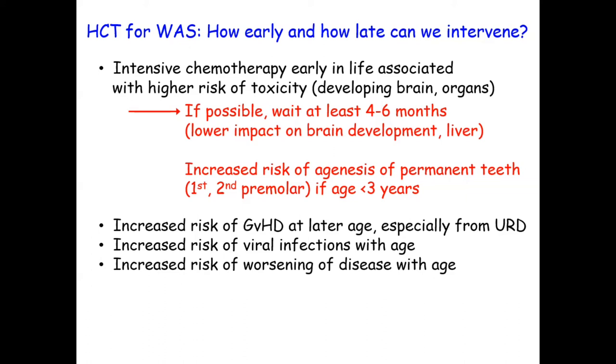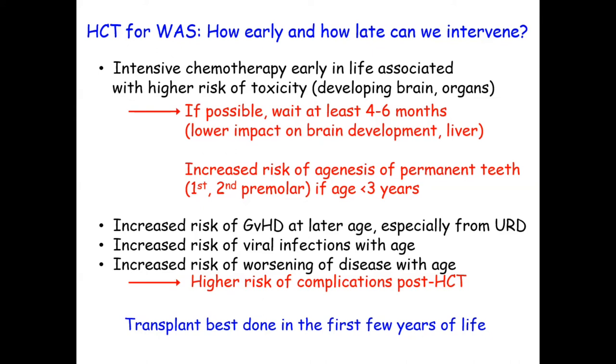There's also an increased risk of worsening of the disease with age, because Wiskott is something that can hit you throughout your life, and so you may develop an immune disease, you may develop organ damage. And I showed you the slide that if you go to transplant with a higher score, your survival rate is a little bit lower than if you go to transplant with a much better clinical shape. So for these reasons, perhaps it's not so good to wait too long before transplantation. So higher risk of complication post-transplant. So the general idea is that the transplant should be done in the first years of life. But again, there is no golden rule here. Everything should be discussed on a case-by-case basis.